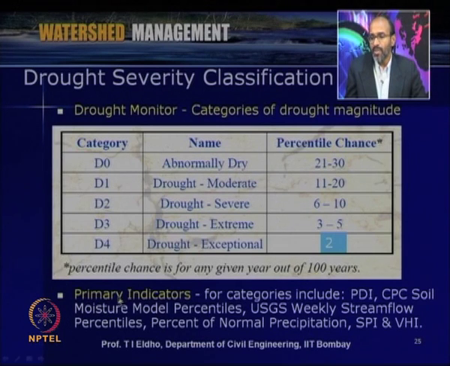Some of the primary indicators like PDI, CPC, soil moisture, model percentiles, USGS weekly stream flow, percent of normal precipitation, and SPI, these various parameters or indices are used for such severity classification. Then before closing today's lecture, let us have a brief look into the drought situation in India. As I mentioned in the last lecture also, India is very much prone to droughts.